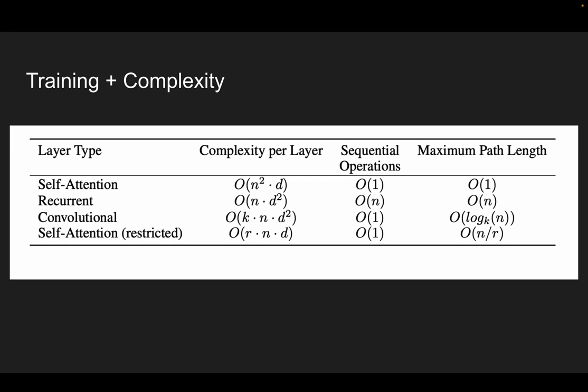In comparison, recurrent neural networks have a complexity of n d squared due to the fact that they process tokens one after another. And although the transformer self-attention is more costly per layer in terms of memory, the speedup from parallelization and elimination of recurrence makes it much more scalable for large data sets and long sequences.